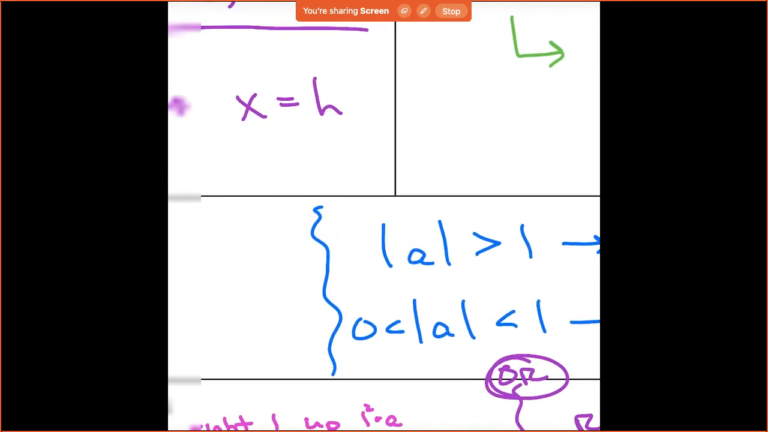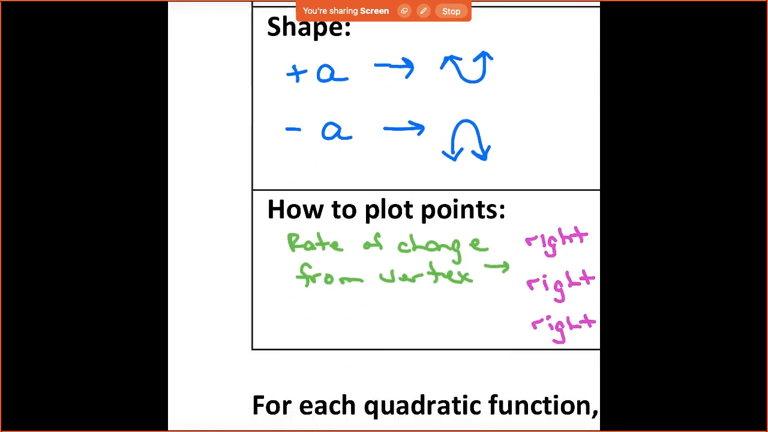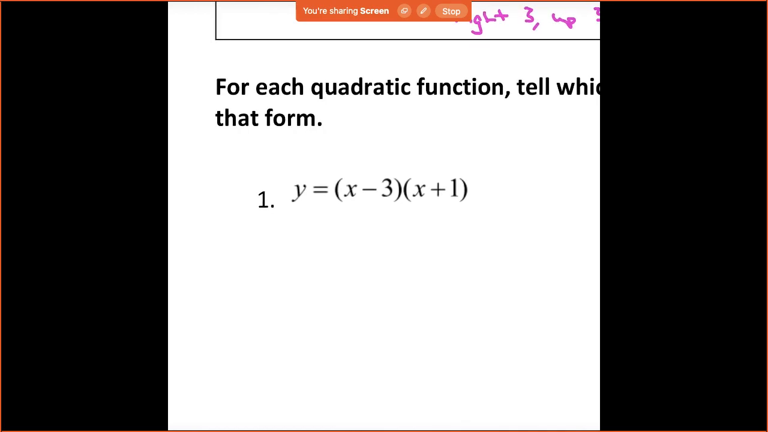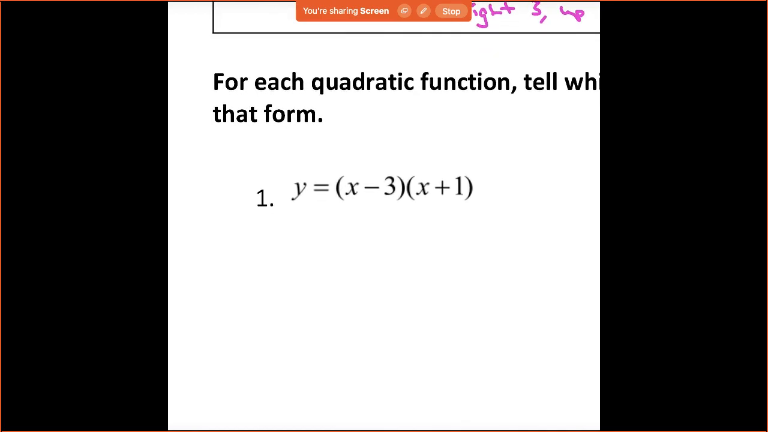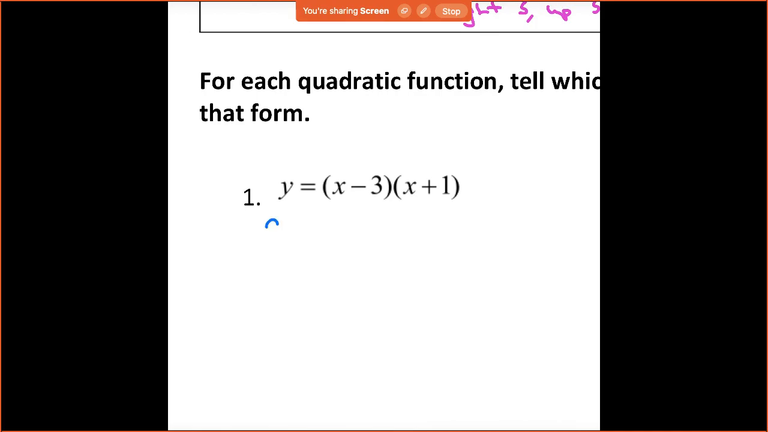Okay, we're going to come back to how to plot the points after some practice with these forms, okay? So let's scroll down to number 1. It says, for each quadratic function, tell which form the function is in and give the important points that you can find from that form. So the first thing we have to do is look at this number 1, y equals x minus 3 and x plus 1 in 2 separate parentheses. What form does this look closest to? There you go. I would absolutely agree that looked like factored form.